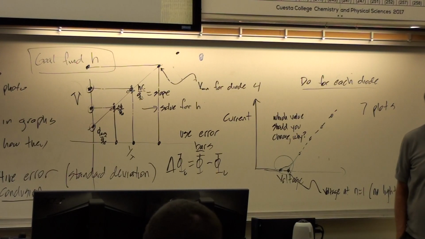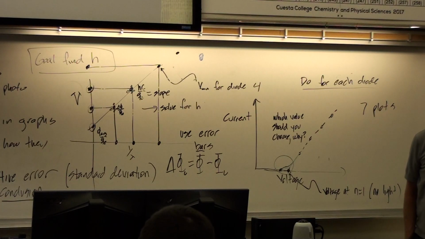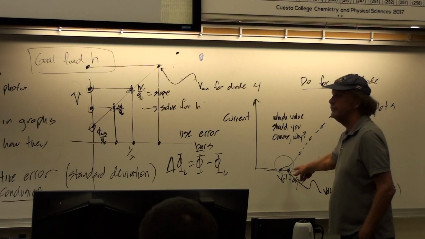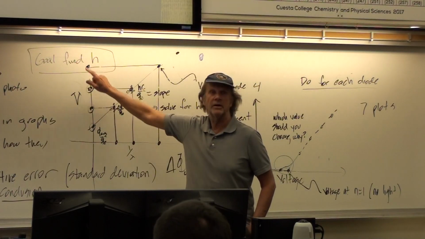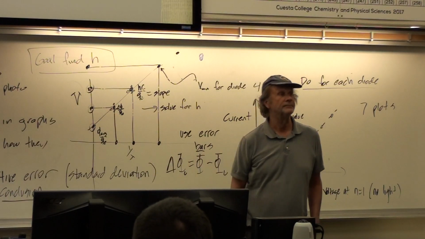And then they also want to have the stopping or activation voltage for the LEDs? Well, the activation voltages come from these plots. Those are the values of V that go onto your main plot. Okay.